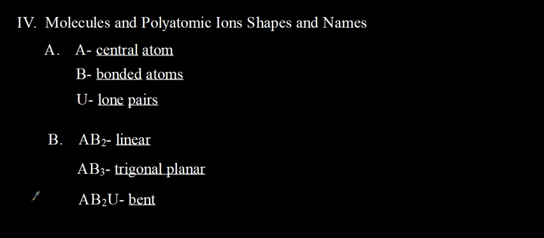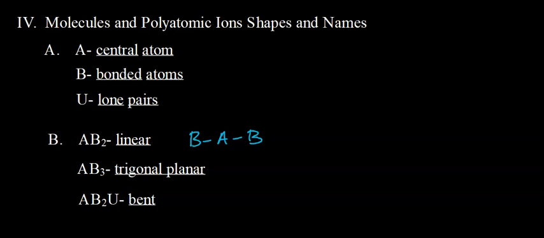All right, let's start off with AB2. Let me draw that out for you. So it looks like that. We have the central atom and two atoms bonded to the central atom. Any molecule like this, or polyatomic ion, has the molecular geometry of linear. Electron geometry linear and molecular geometry linear.